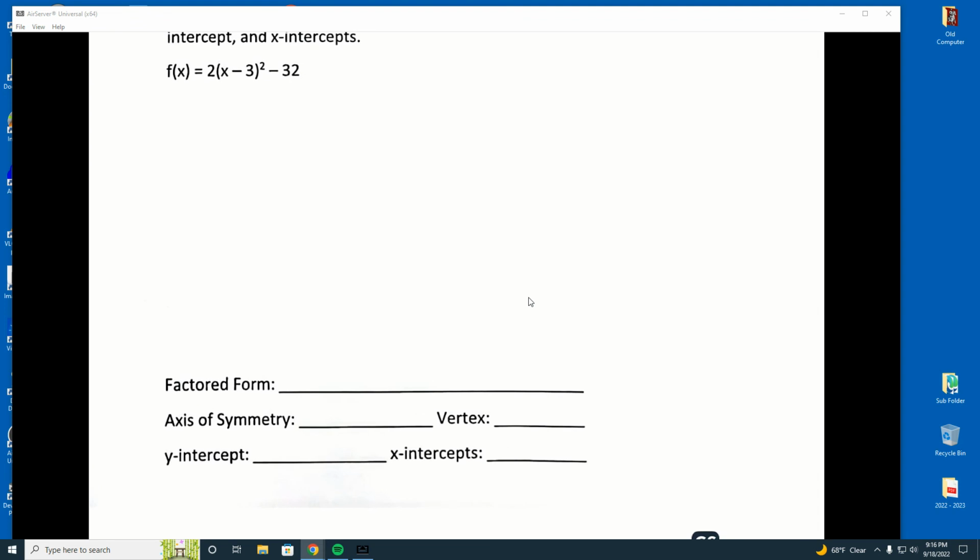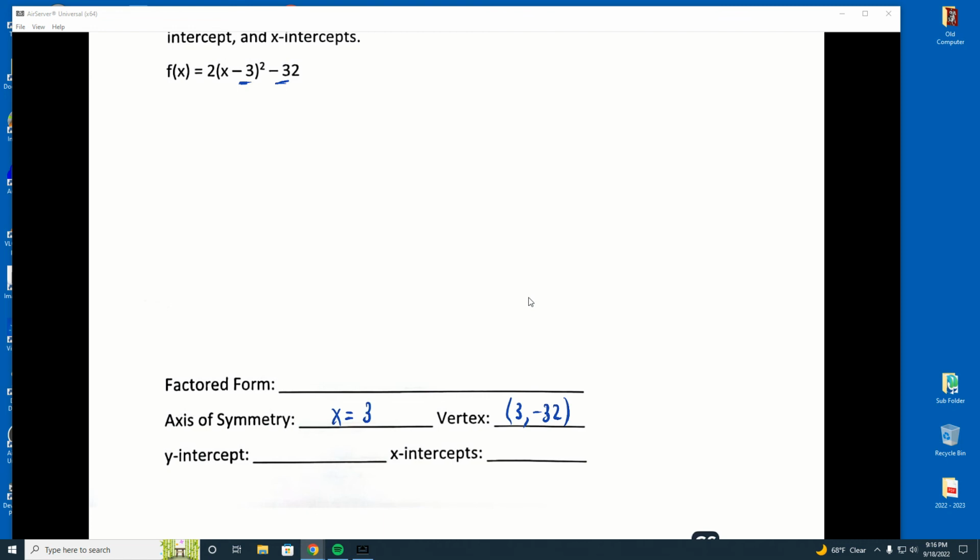So please notice this is in what we call vertex form. Remember, the inside is the opposite, so the vertex is at positive 3. And on the outside, it is what it is, so it's negative 32. So 3, negative 32 is my vertex. We also know our axis of symmetry then. It's x equals the x value of your vertex.